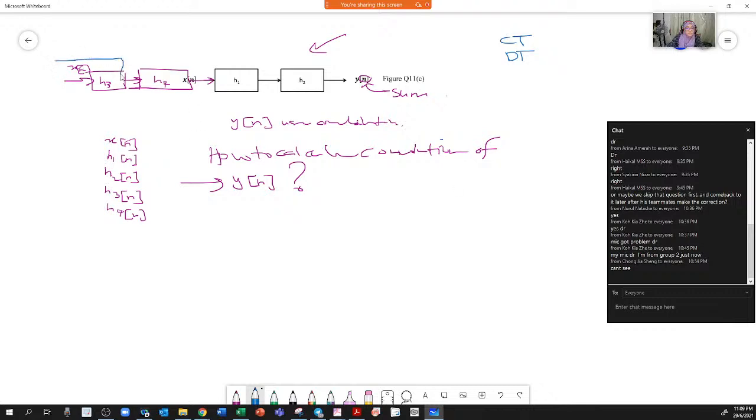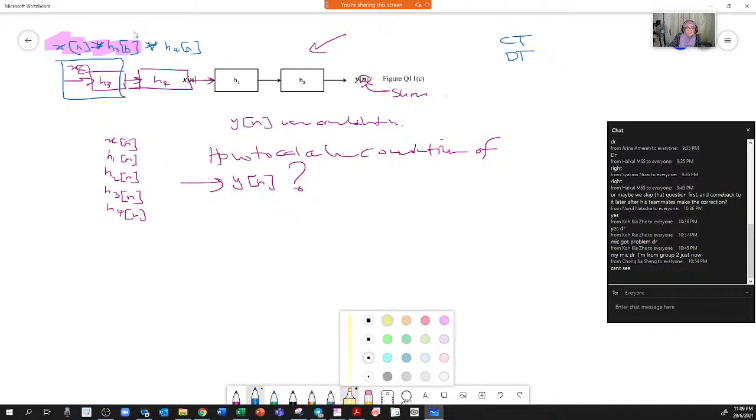Okay, you need to do the convolution for this part first. So that means x convolved with h3[n]. After you get this, then you need to convolve with h4[n]. So first, do the convolution for this. Second, after getting that plot, you need to convolve that value with the next value.